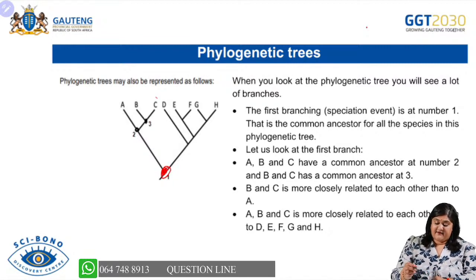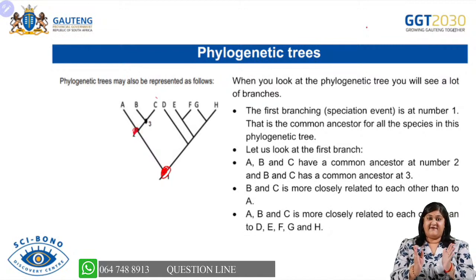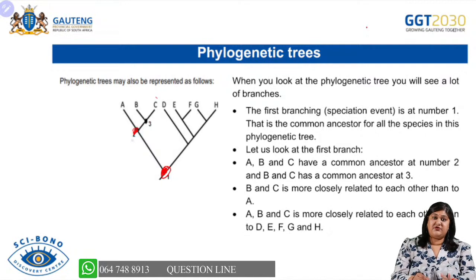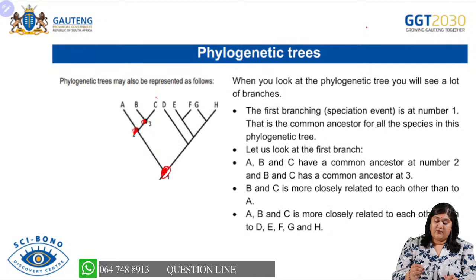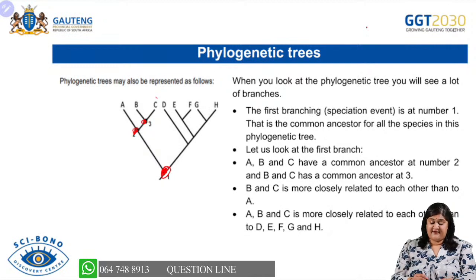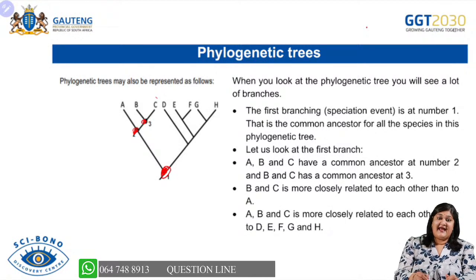And then we have A, B, and C have a common ancestor at number 2. Then they branch and evolve again. So from number 2, we'll have species A, which evolved. And then from the common ancestor number 3, we have B and C. B and C are more closely related to each other than to A. And A, B, and C are more closely related to each other compared to D, E, F, G, and H.